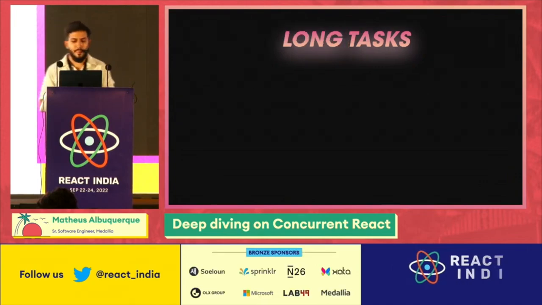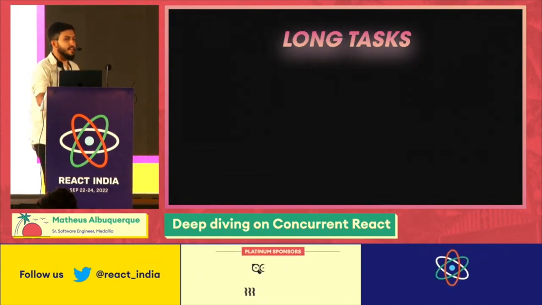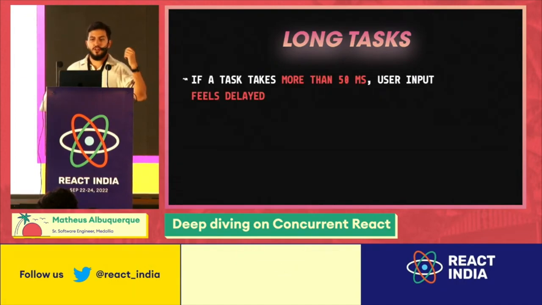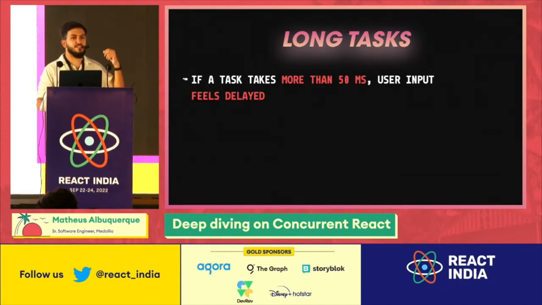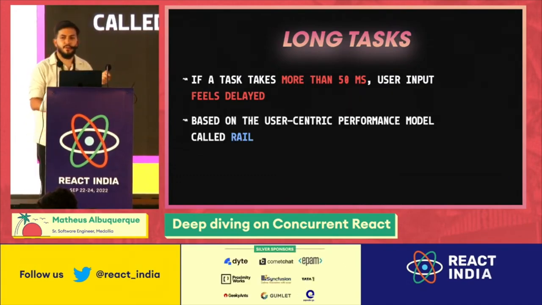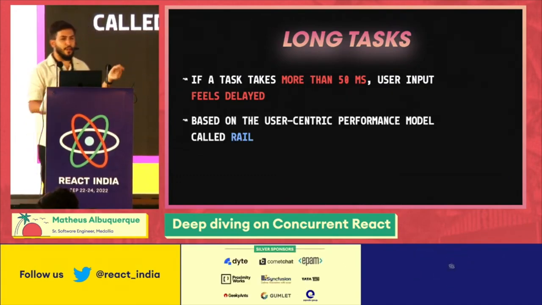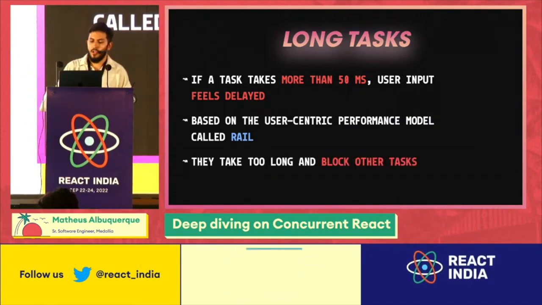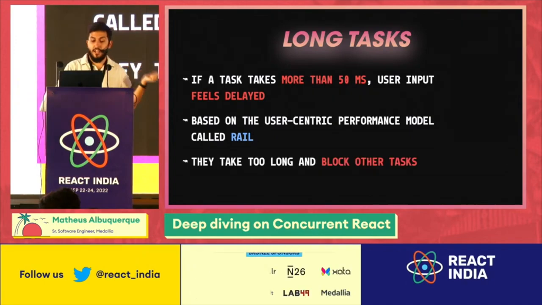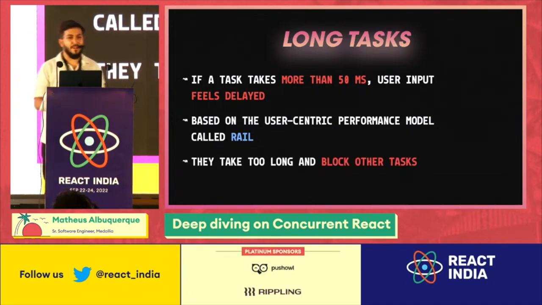This is what we usually see when we are studying a browser under the hood. Basically, a long task, as you might imagine, is a task that takes more than 50 milliseconds, because that's when input starts to feel delayed. And this is not a magic number. This is based on a model called RAIL. This is a user-centric model. The other bad thing about long tasks is that not only do they take long, as the name suggests, but they also block other tasks.